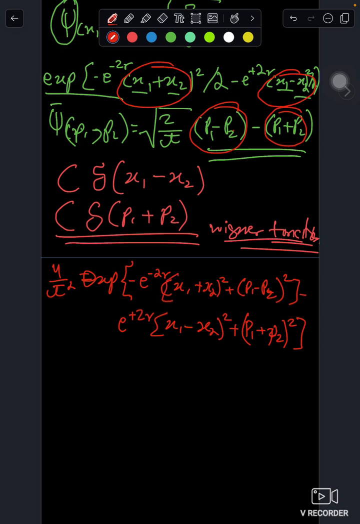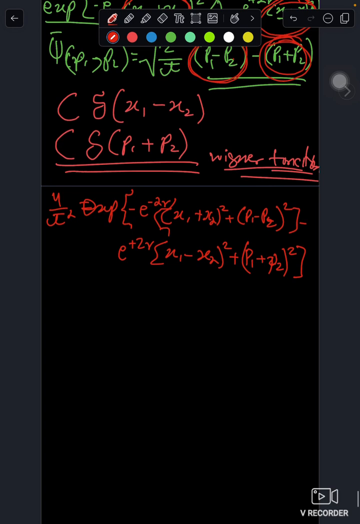Okay, now notice one thing here: we took the positive of the first one and the negative of the second one, and the negative of the first one and the positive of the second one. This is the Wigner function.